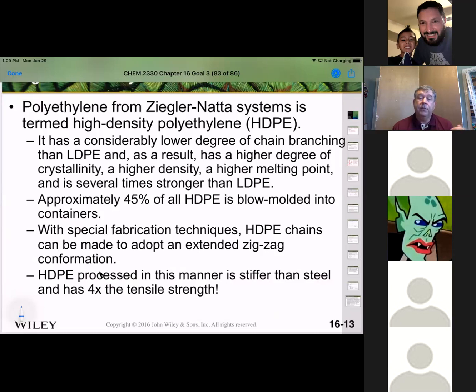The fewer branches you have, the more it can pack. The more it can pack, the tougher it is, the more dense it is, the more crystalline domains it has. Okay, so that is our introduction to chain growth polymerization.